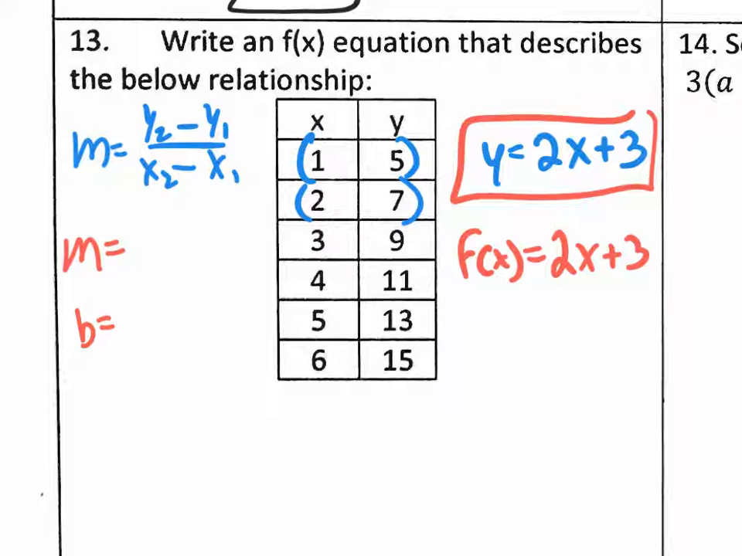But the shortcut is to just look at your answers and test your x and y values, your inputs and outputs. So do you guys want me to work this out the long way?